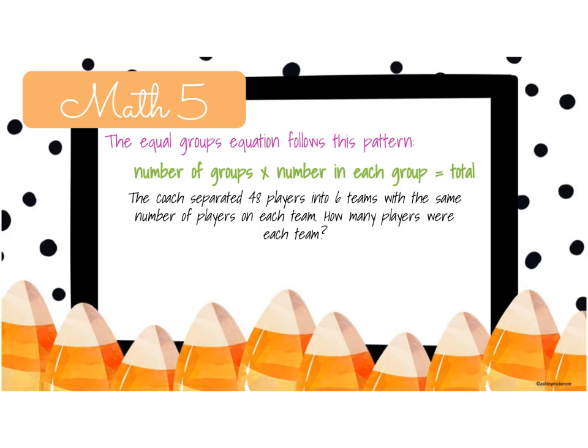So here's my pattern again. Number of groups times number in each group to equal a total. The coach separated 48 players into 6 teams with the same number of players on each team. How many players were on each team? Think about what information you are given. Do I know the total? Do I have the number of groups? Do I know the number in each group?